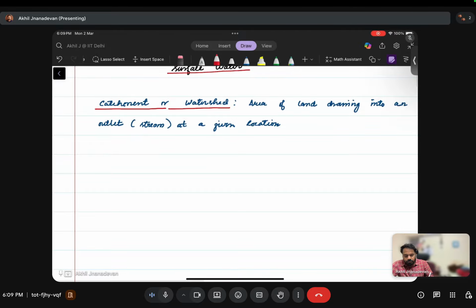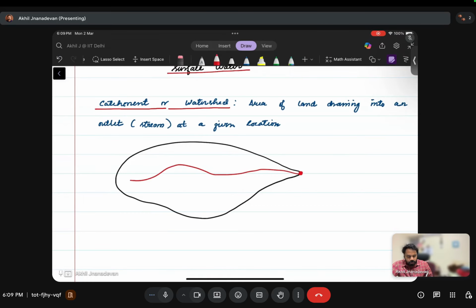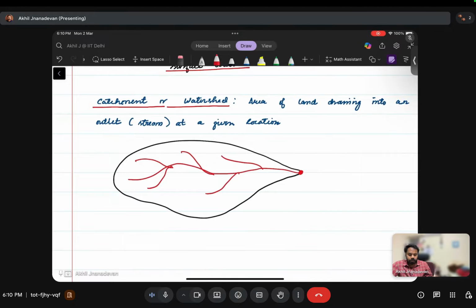Whenever we take a watershed or a catchment, it will look something like this. So this I am calling an outlet point. Within that catchment, there will be a main stream and substreams, or tributaries, we call them. These will be meeting at a single outlet point. The rain that falls into this catchment will flow to these substreams which join the main stream, and it will go to a single outlet point. So this is called a catchment area.